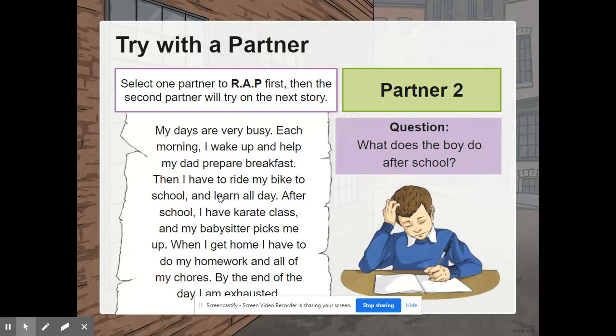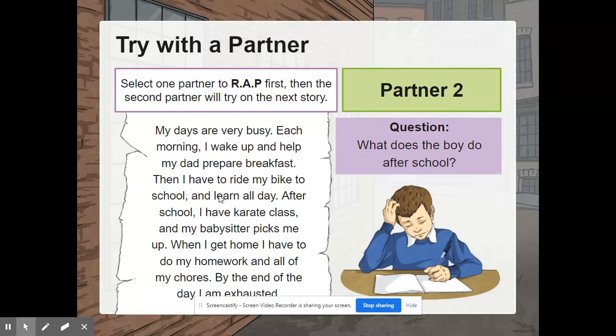Okay, the next question. My days are very busy. Each morning I wake up and help my dad prepare breakfast. Then I have to ride my bike to school and learn all day. After school, I have karate class and my babysitter picks me up. When I get home, I have to do all my homework and all my chores. By the end of the day, I'm exhausted.